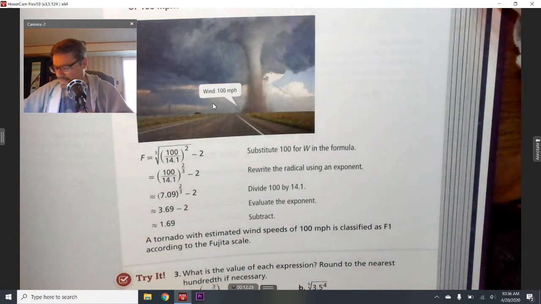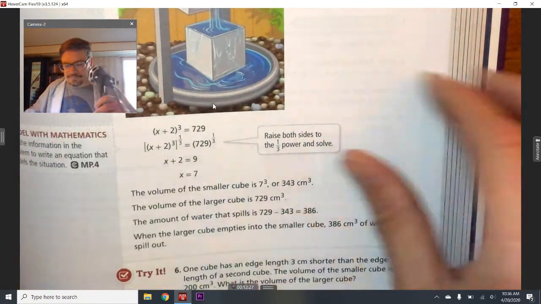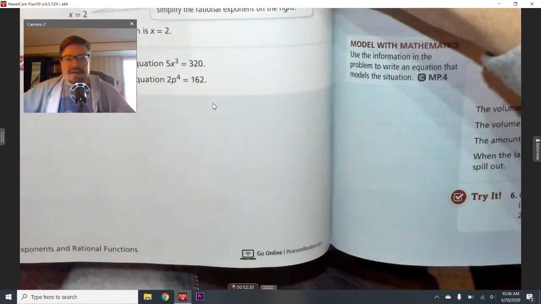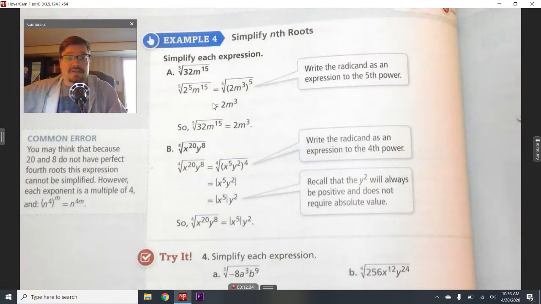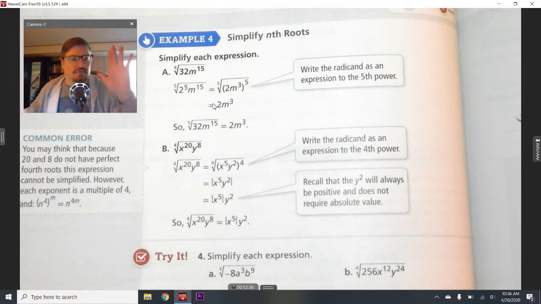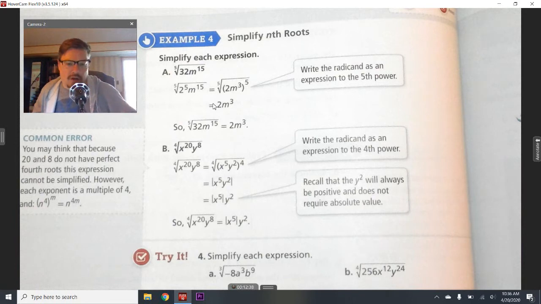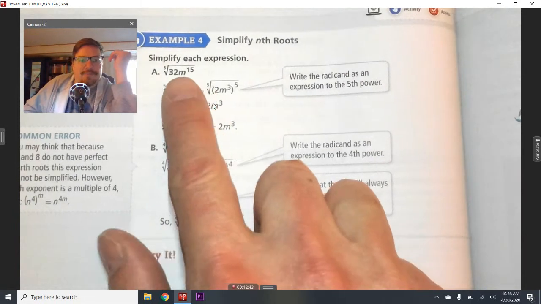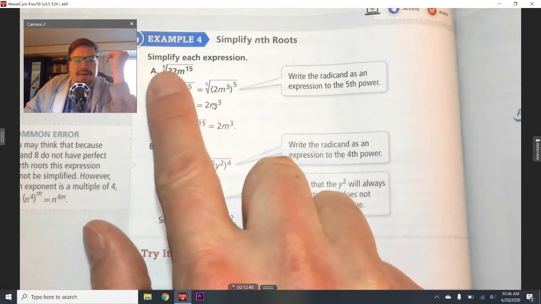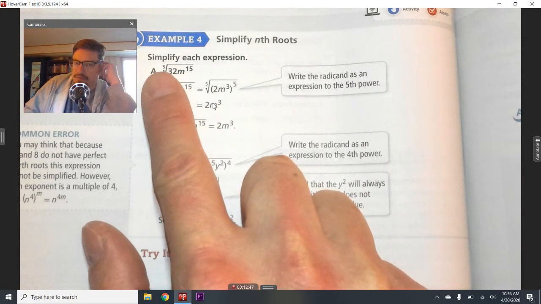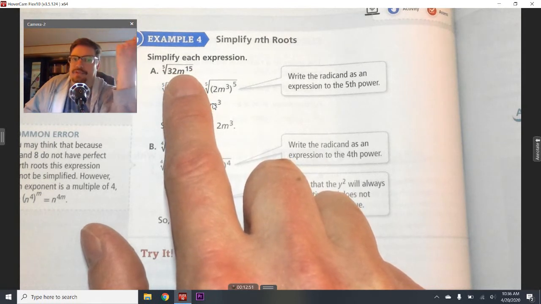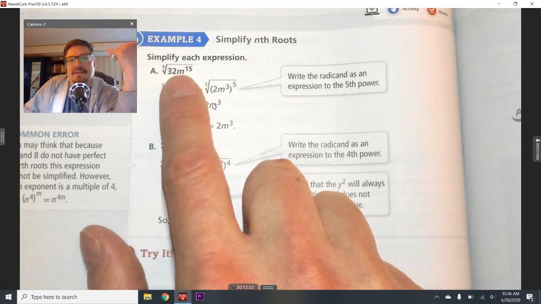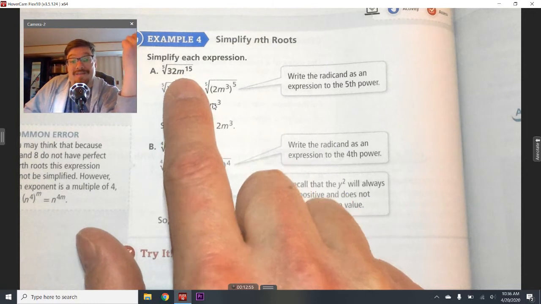So last example, we're going to go to example 4, and then we're actually going to stop there. We're not going to solve equations just yet, so don't worry about that. We're just going to do 4, and then we're going to call it. The video is at 12 minutes. Now what we've got here is, let's say that I want to simplify something that has a 5th root. We're going to do the same thing that I did in example 2. I'm going to look for identical factors in groups of 5 and then take them out.